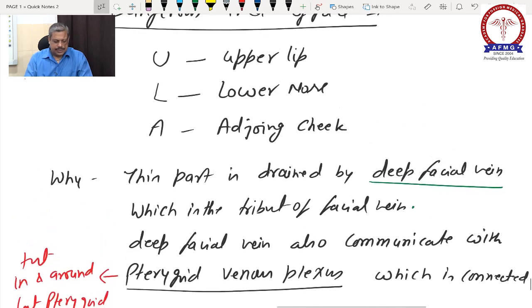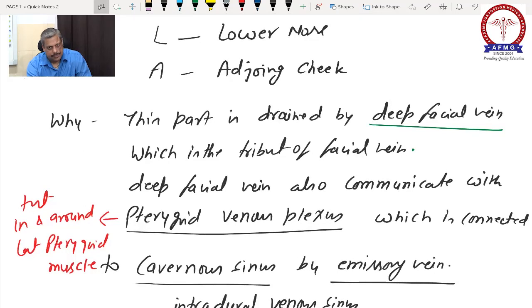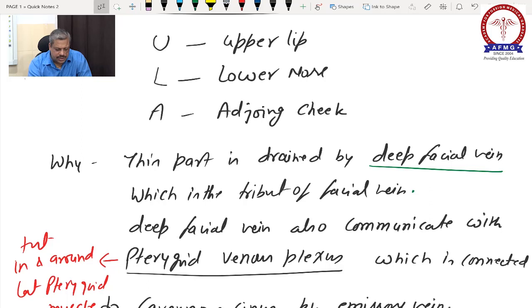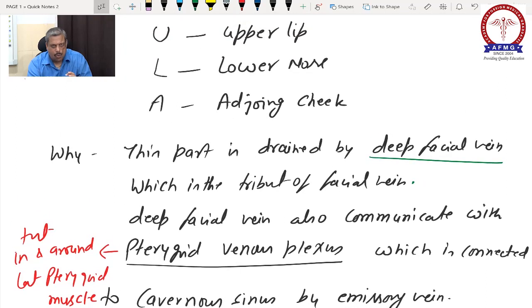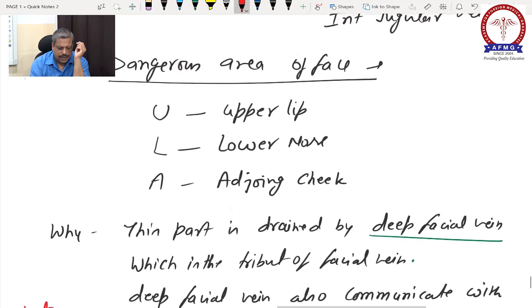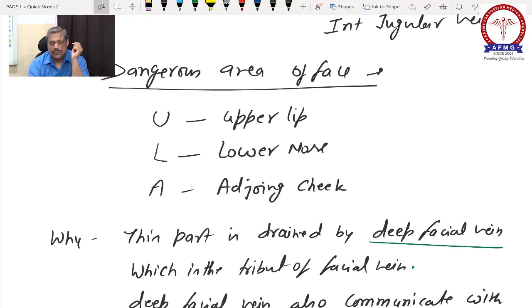So the deep facial vein, which drains the upper lip, lower nose and adjoining cheek, in normal conditions drains into the facial vein, and the facial vein drains into the common facial vein. Clear? So there is no problem. But the deep facial vein is also connected to the pterygoid venous plexus, which is connected to the cavernous sinus of the brain via an emissary vein. So blood can flow from this part to the cavernous sinus of the brain. Any infective focus at the upper lip or lower nose can go to the brain. That is why this is known as the dangerous area of the face.